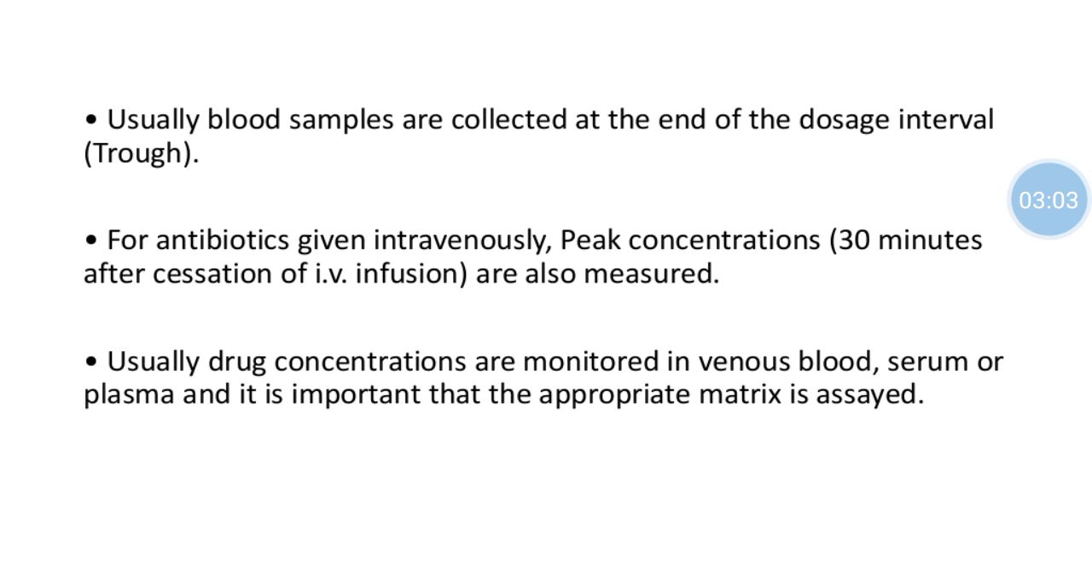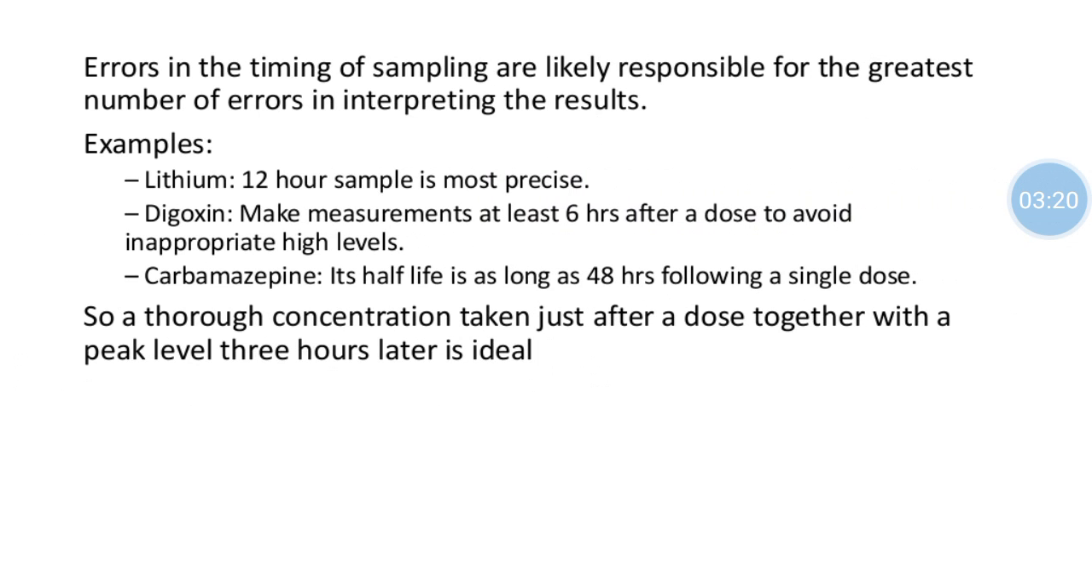Usually drug concentrations are monitored in venous blood. In venous blood you should check the concentration, in serum or plasma, and it is important to use the appropriate matrix, not any other part of the body, only blood, serum or plasma. Then errors in the timing of sampling are responsible for the greatest number of errors, so errors should be minimized.